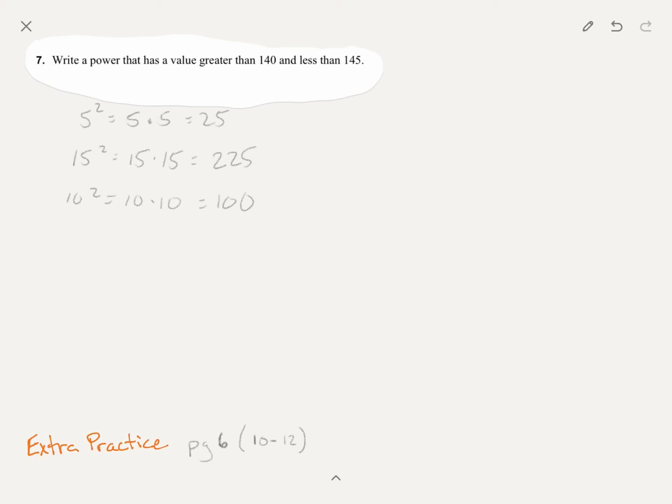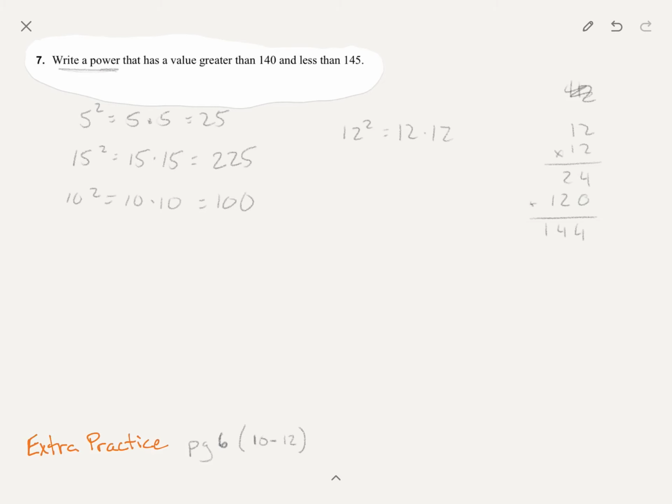So 100 is not enough, 225 is too much, so it's somewhere in between there. So let's try 12. So I'm going to do 12 to the second power, which is 12 times 12. Let me do it over here just to make sure. 1 times 2 is 2, and 1 times 1 is 1. Add that together, 4, 4, 1, so 144. 144 is greater than 140, and it's less than 145, so that's it.